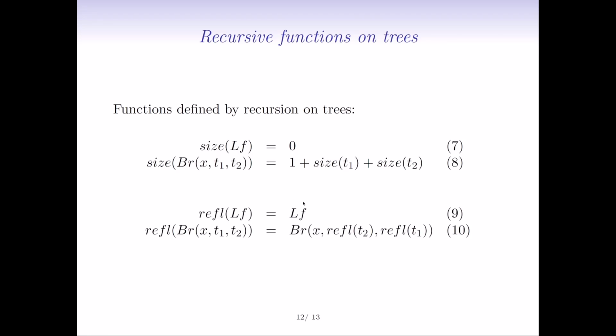And here is a function reflect for reflecting a tree, reflecting its left and right subtrees, reflecting it from left to right. So the reflection of a leaf is just that leaf itself. And if I want to reflect a branch with X, T1, and T2, then I'm going to reflect the two subtrees and put the reflection of the right subtree on the left and the reflection of the left subtree on the right. So in other words, if I reflect a branch with X, T1, and T2, then that is a branch with X because the data doesn't change, and the left subtree is the reflection of the right subtree, reflect T2, and the right subtree is the reflection of the left subtree, reflect T1.